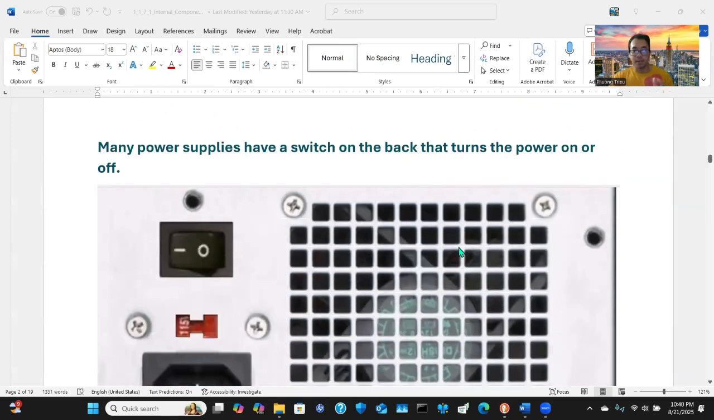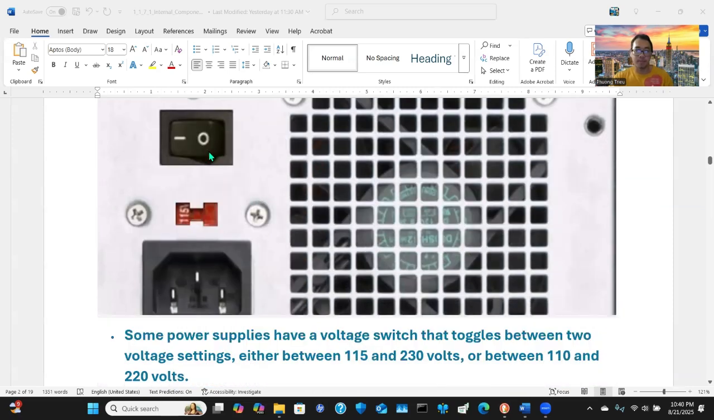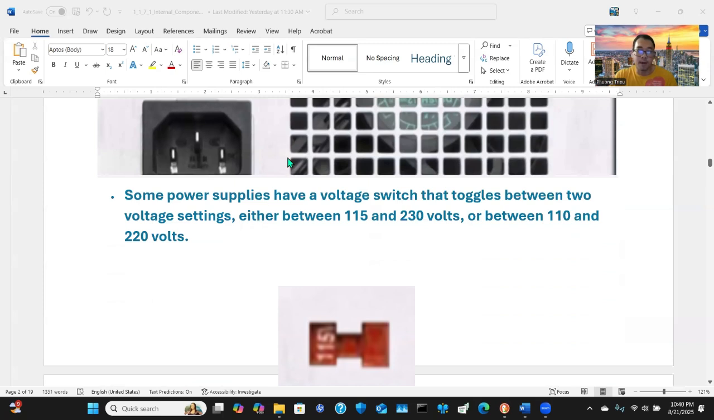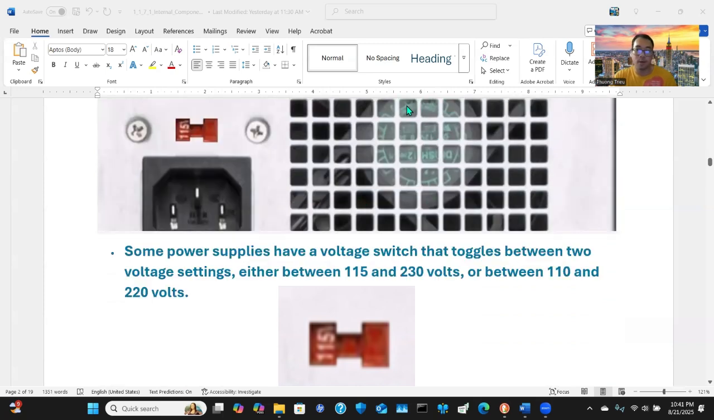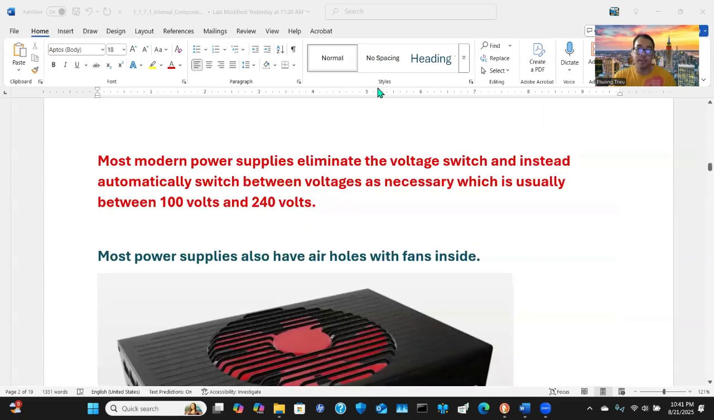Many power supplies have a switch on the back that turns the power on or off like this. This is the power switch button. Some power supplies have a voltage switch that toggles between two voltage settings, either between 115 and 230 volts, or between 110 and 220 volts. Most modern power supplies eliminate the voltage switch and instead automatically switch between voltages as necessary, which is usually between 100 volts and 240 volts.